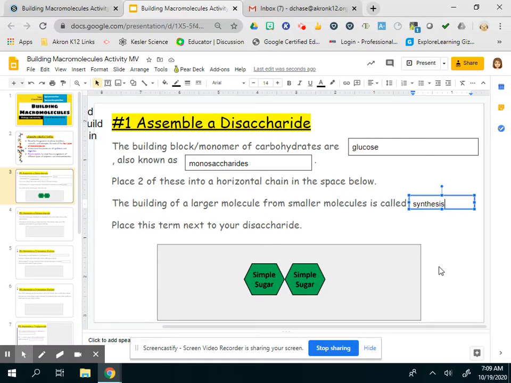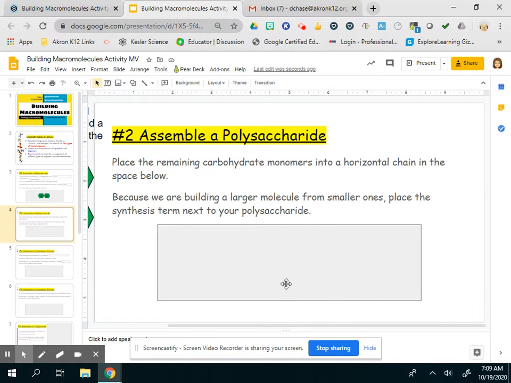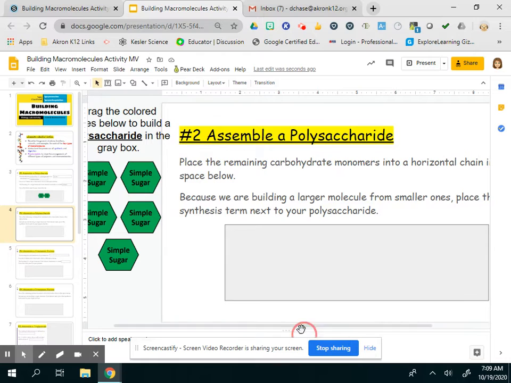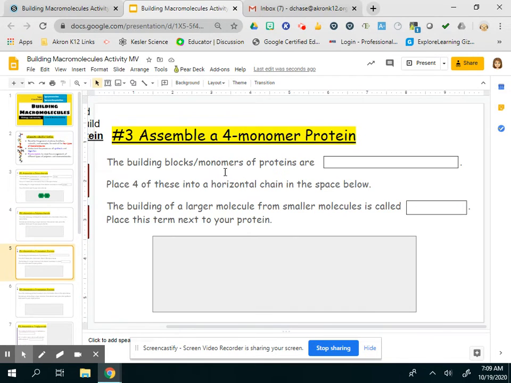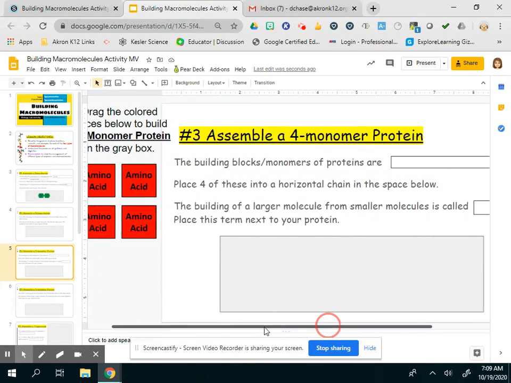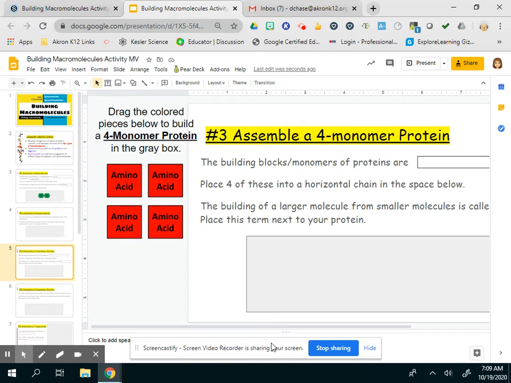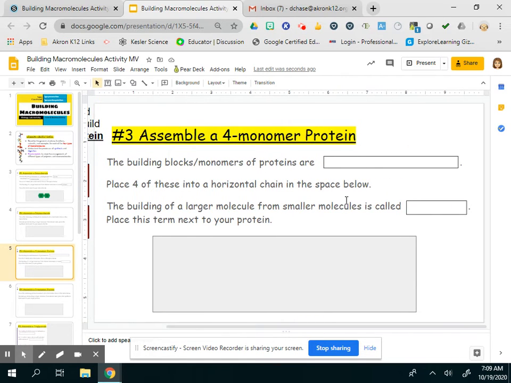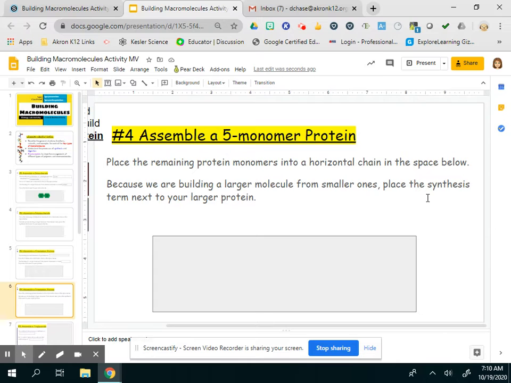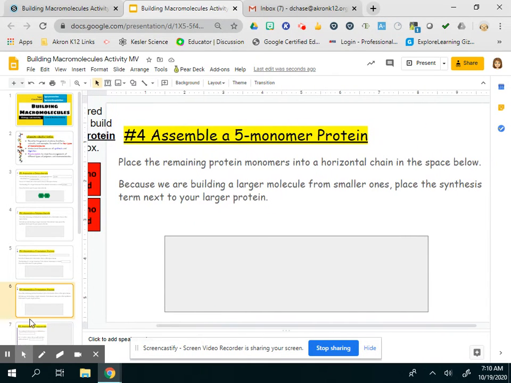And then we'll go on to the next slide, and you're assembling a polysaccharide. So you're going to follow the direction and use these sugars to create your polysaccharide. And then we'll move on to make a protein. Very similar, you have to know the monomer or building block of a protein. And here's your monomers, okay, that's going to help you. And then we'll move on to a larger protein.